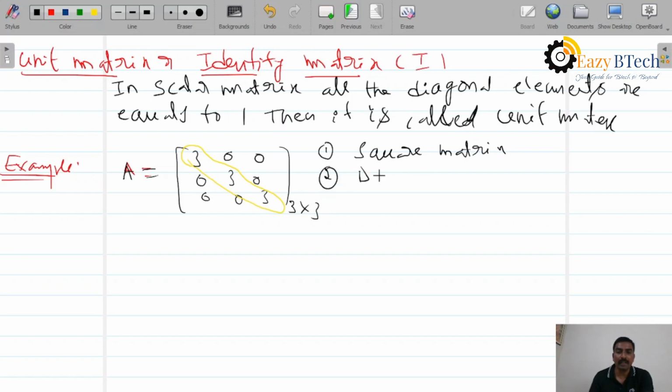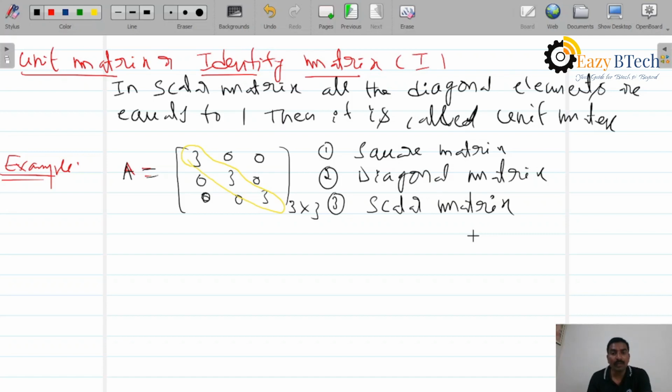Second one is, it is a diagonal matrix. Why? Because this is the principal diagonal. Above the principal diagonal all are 0, and below the principal diagonal all elements are 0. Therefore, it is a diagonal matrix. The third one is, this is a scalar matrix. Scalar matrix means all the diagonal elements are same: 3, 3, 3. All the diagonal elements are same. Therefore, this is the scalar matrix. But it is not a unit matrix.